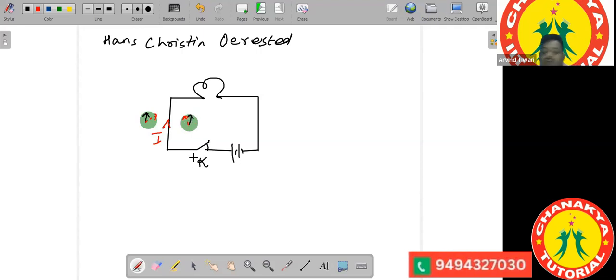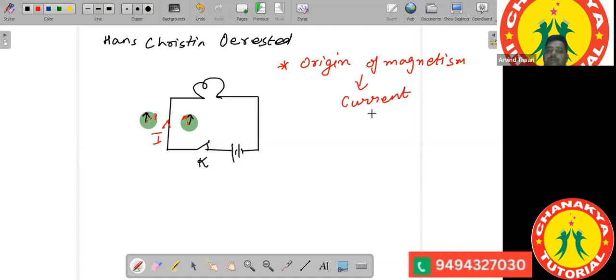So what was the conclusion of his experiment? He found out that the origin of magnetism, where does magnetism originate? Magnetism originates from current. Current can form a magnetic field. It can create a magnet. It seems as if there is a magnet nearby.